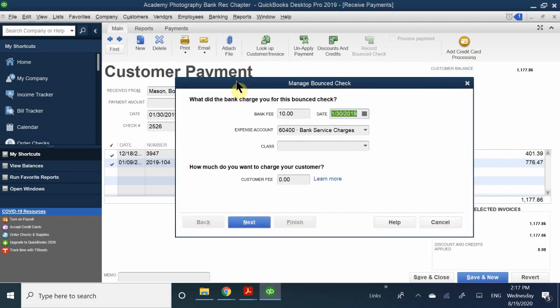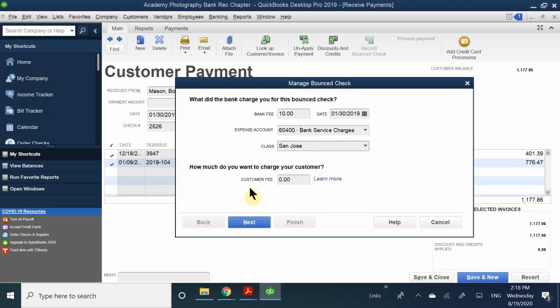Right, exactly. Okay. So then here we need to have an expense account, right? In this case, the bank charged us money for this exact check. So they charged us $10 as of January 30th. Now, what class does he belong to? I think he belongs to San Jose. Yes, San Jose.